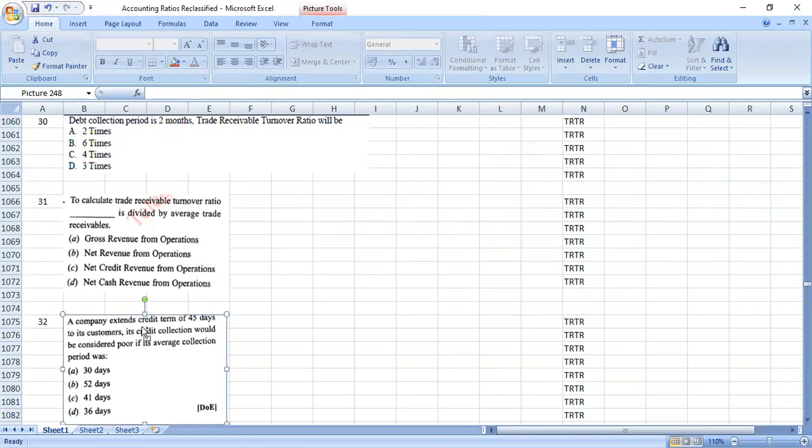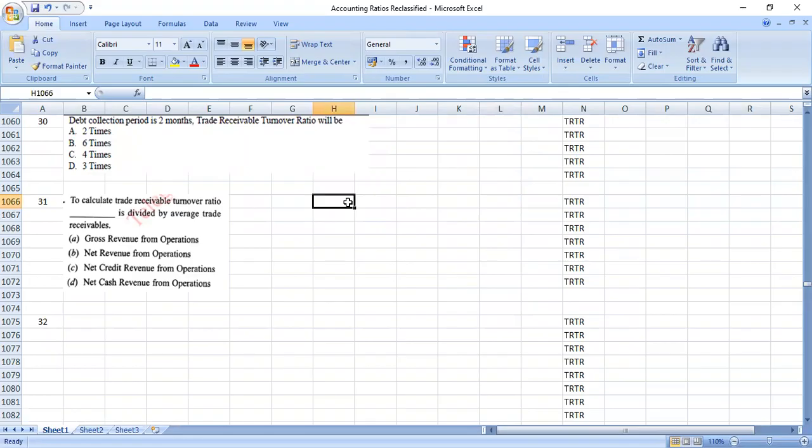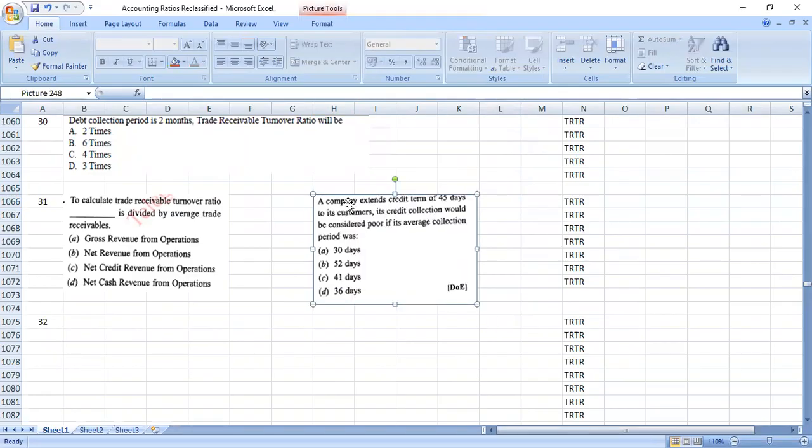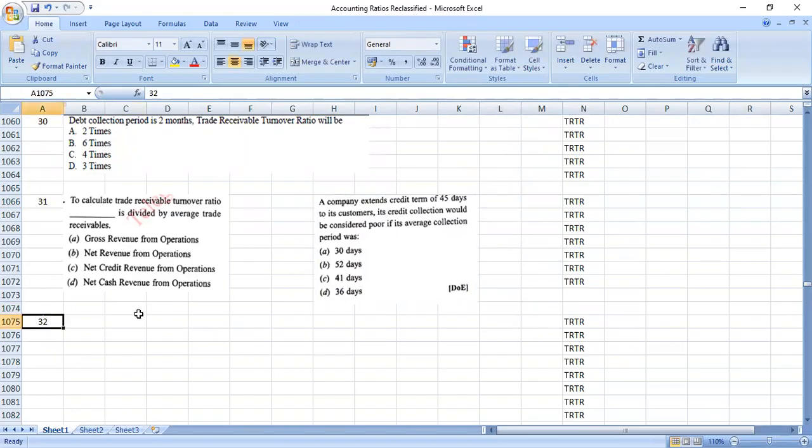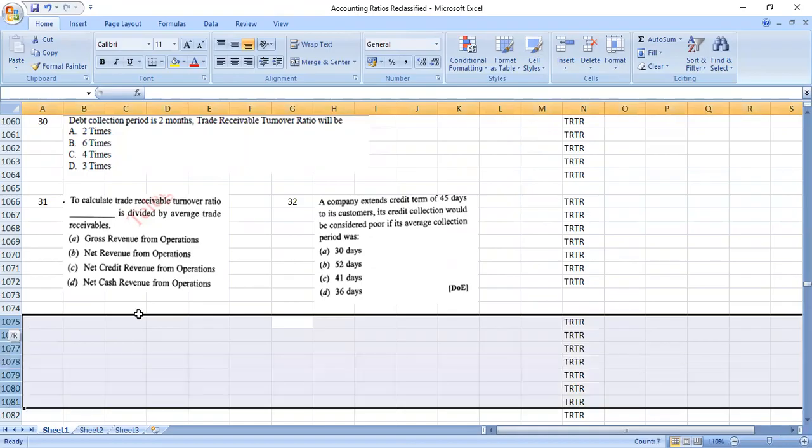Moving forward, to calculate trade receivable turnover ratio, dash is divided by average trade receivable. Net credit revenue from operations. Understood? 32nd problem. A company extends credit term of 45 days to its customers. Its collection will be considered poor when they repay after a longer time than the 45 days given, that will be poor for us. So 52 days is the correct answer, my dear children.